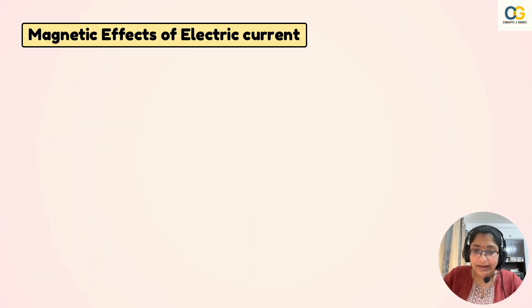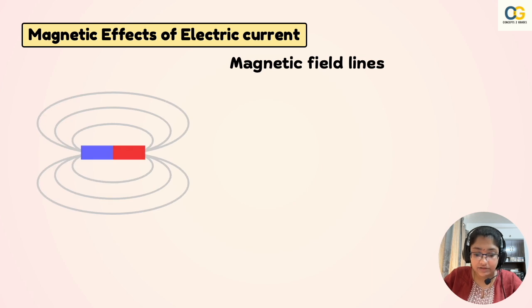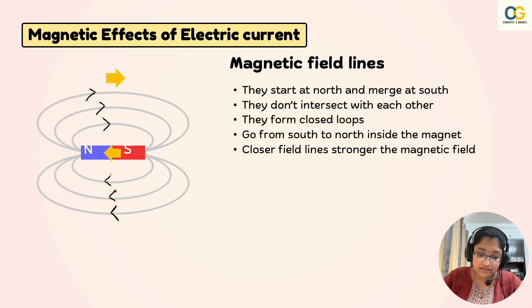Coming to magnetic field lines, like I said, they have certain properties. One, they start at the north and merge at the south outside the magnet. They do not intersect with each other, and they form a closed loop. Inside the magnet, they go from south to north. And the closer the field lines, the stronger the magnetic field. Now this is generally about how magnets behave. You can take your fridge magnet, that would also behave the same way.